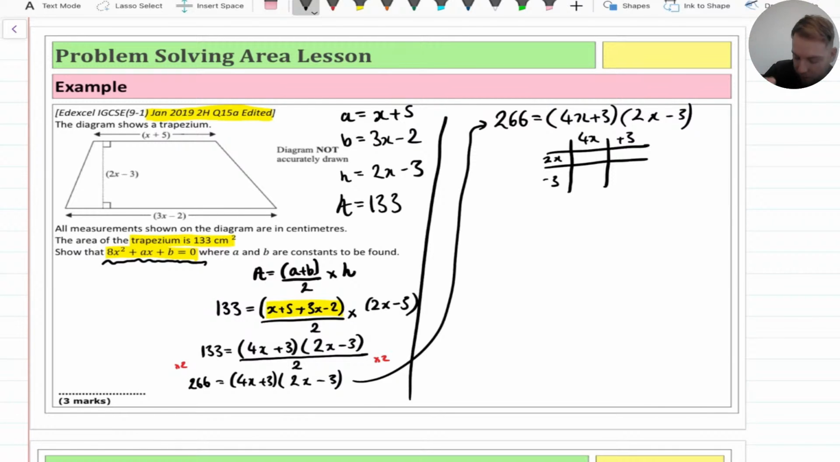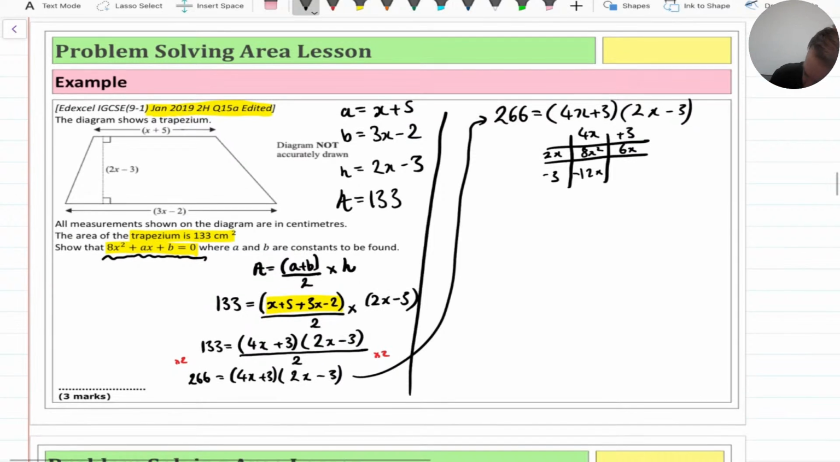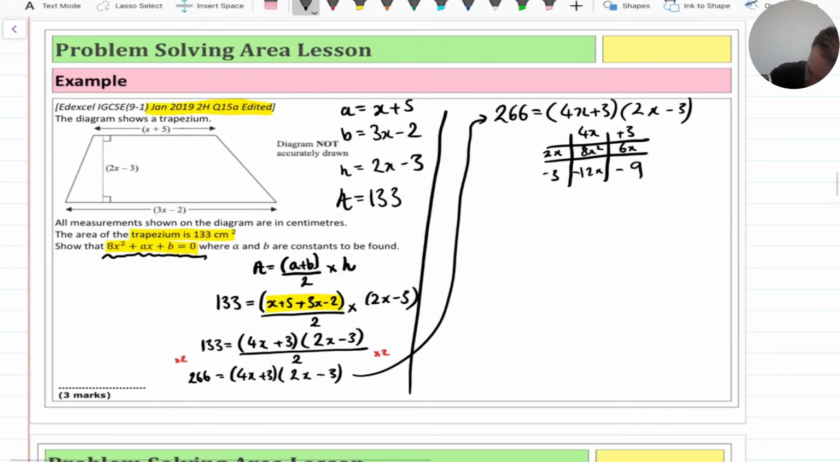So 2x times by 4x is 8x squared. 2x times by 3 is 6x. Minus 3 times by the 4 is minus 12x. And minus 3 times positive 3 is minus 9. So when I write this out, remember that those two brackets are this. It's equal to 266 is equal to 8x squared plus 6x minus 12x minus 9.